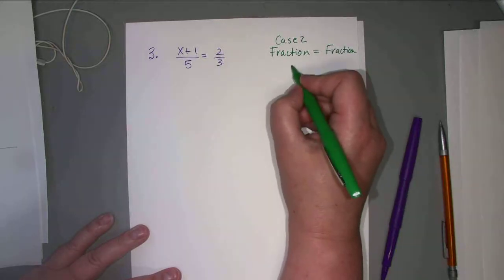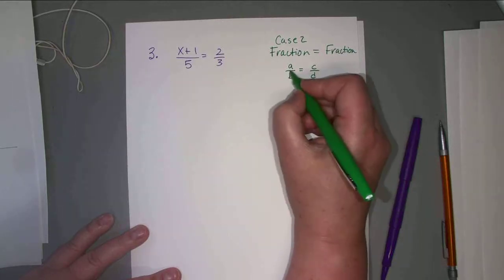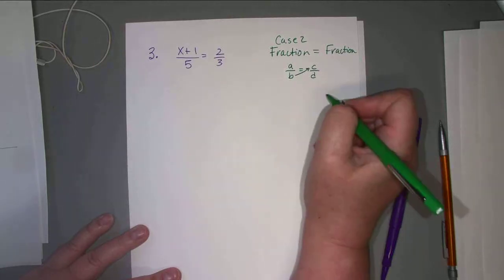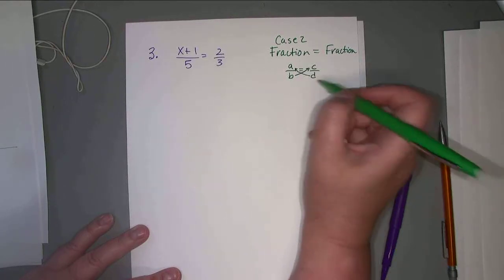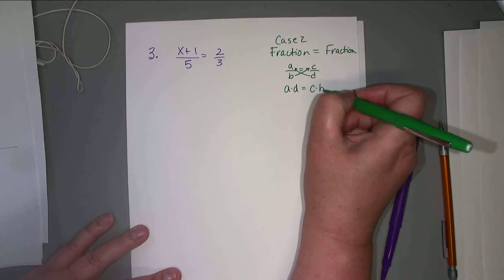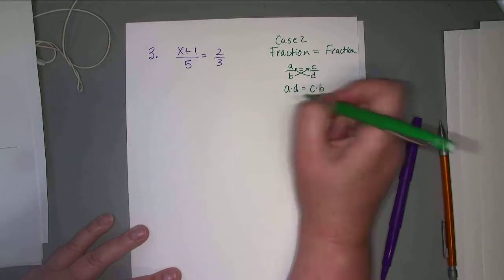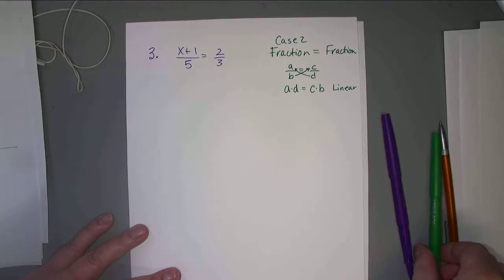We're going to cross multiply. So if we had a fraction on each side, we're going to take the denominator, multiply it on top, and that's what we did before, but we're going to take this denominator and multiply it on top. So then we'll have a times d is equal to c times b. So we're cross-multiplying, and then we have a linear equation to solve that involves just working out any brackets and moving things around.